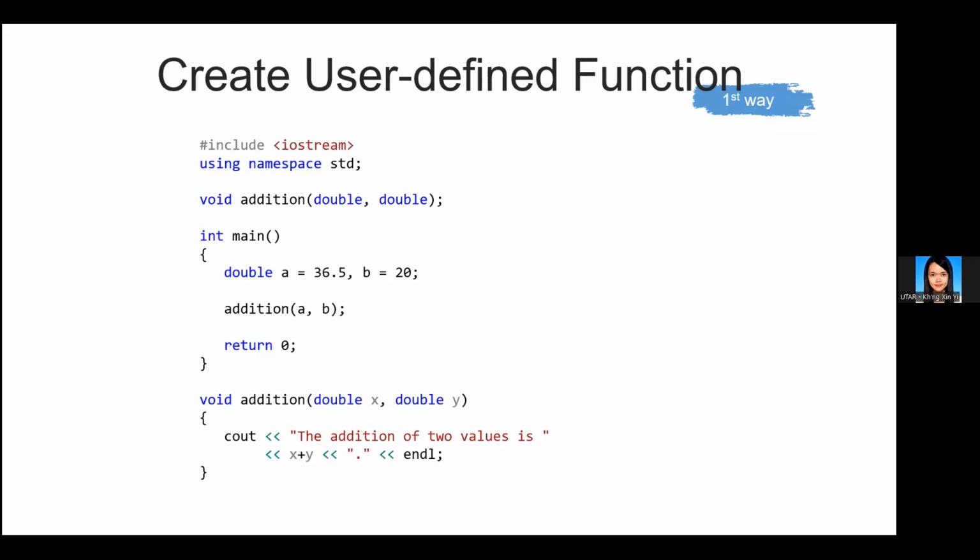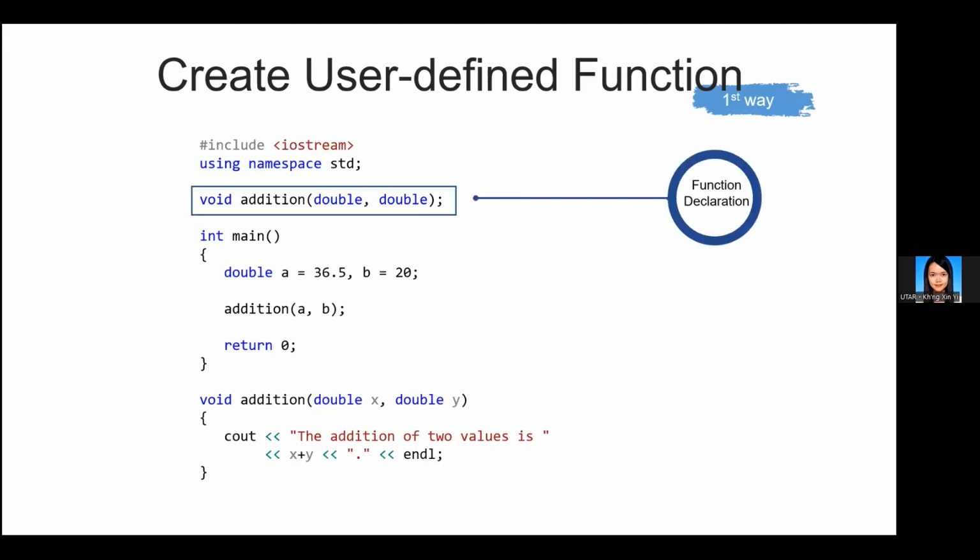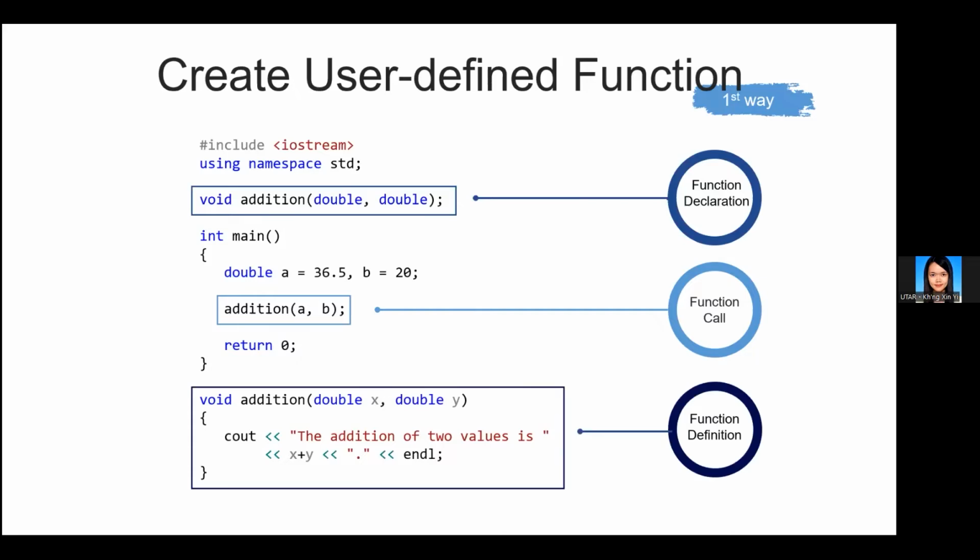There are 3 parts that you have to include in your program. The first part is the function declaration. The second part is the function call, and the third part is the function definition. Always remember to include these 3 parts. If you miss out any part of it, it might cause an error in your program. Function declaration, call the function, and define the function. I'm going to discuss with you the details of how we can declare, call, or define the function.